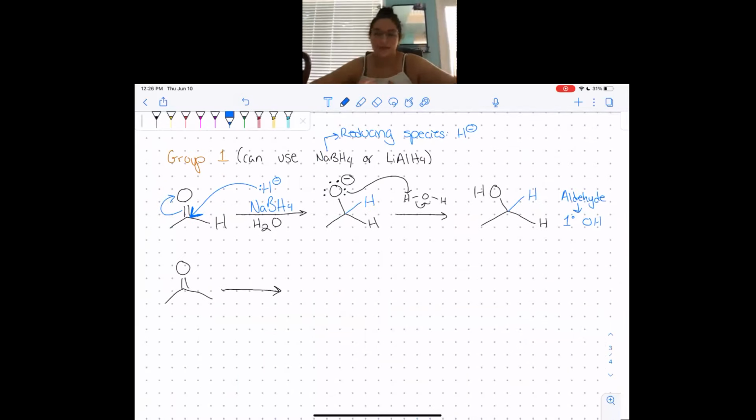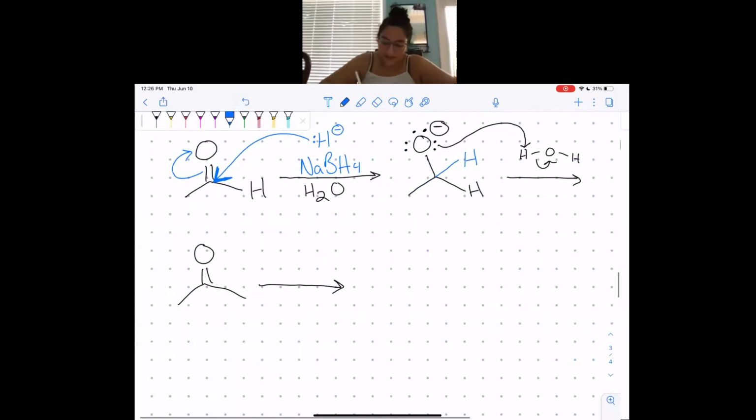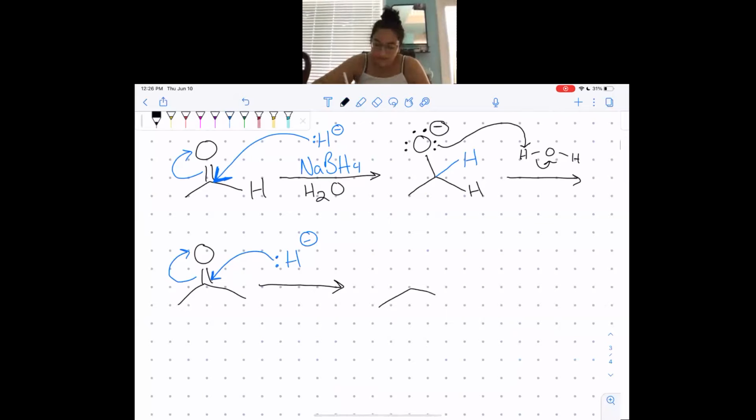Okay, so we have NaBH4. We're going to use that just because we can. And our reducing species is an H-, so I'm going to go ahead and just start there. So the H- is going to, bam, attack here. And the electrons from the double bond are going to do resonance and go up to the oxygen. So we end up, again, with that anion.